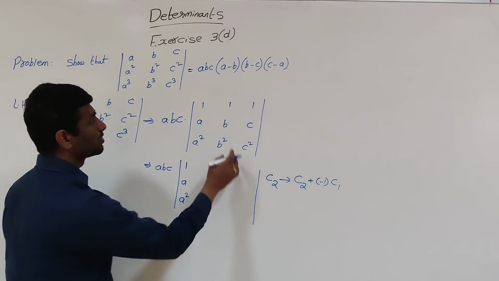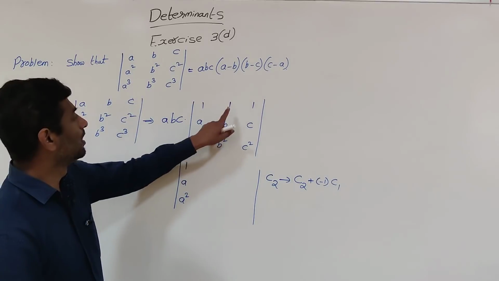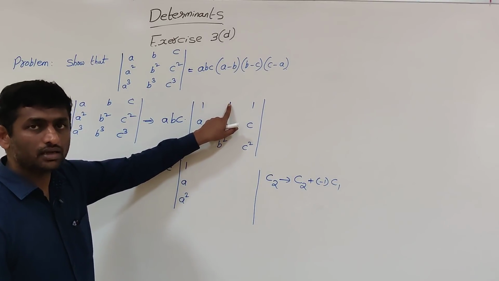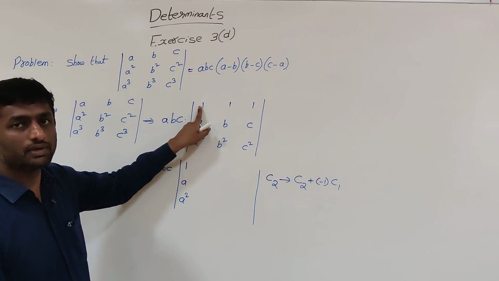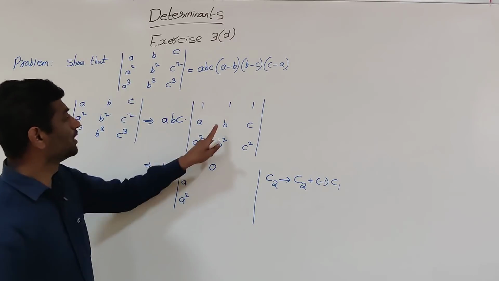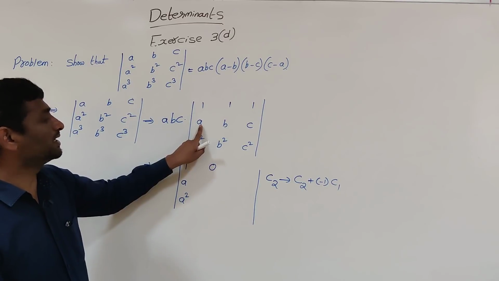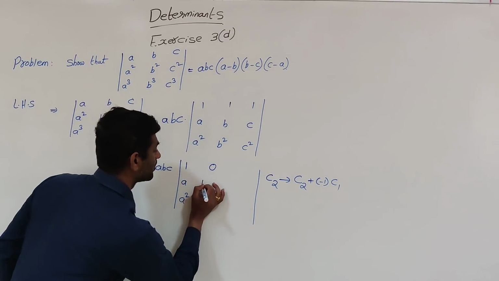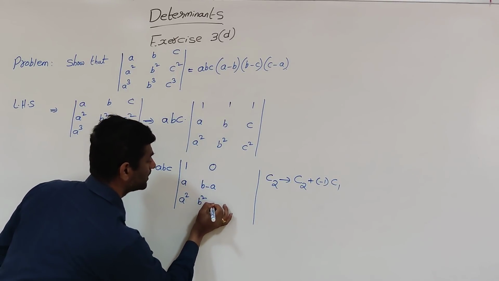Now column 2 elements. How will the column 2 elements be changed? 1 is added with minus 1 times the corresponding element of column 1. So 1 minus 1, it becomes 0. Next, B minus 1 times A, B minus A. Similarly, B square minus A square.